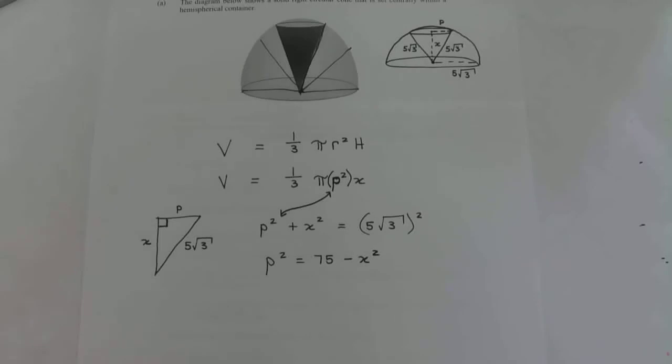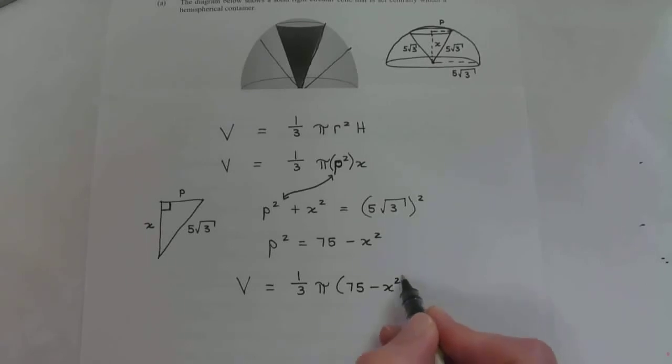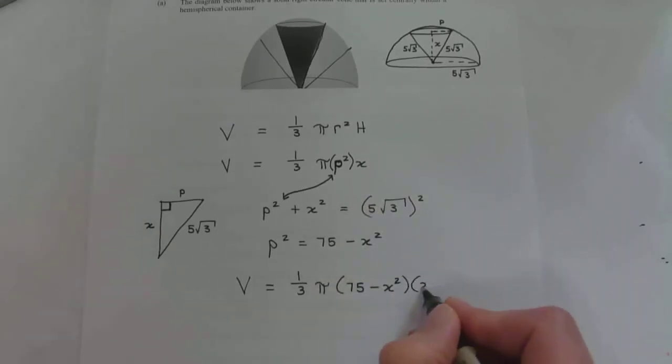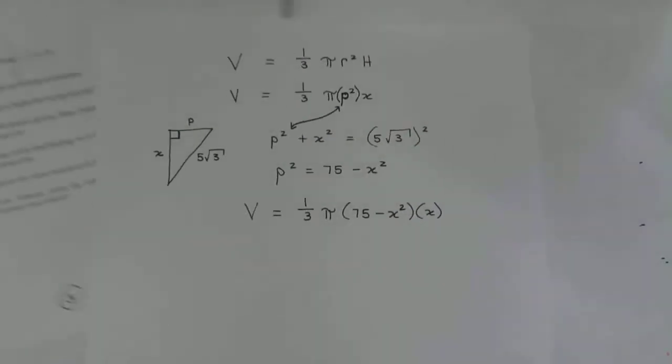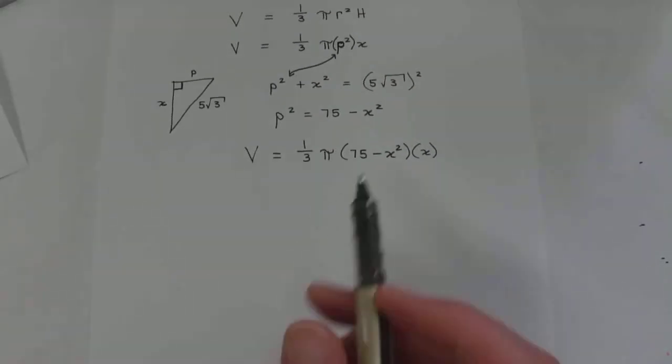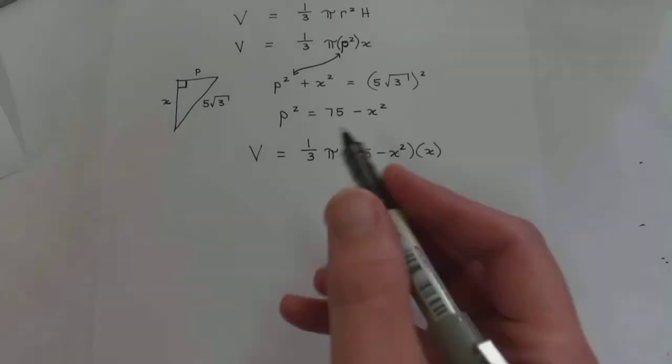And then I can go for my next step, which is to substitute the second equation into that optimization equation. So I can then substitute p squared with 75 minus x squared. So it's going to be a third pi times 75 minus x squared times x. There we go. And again, I know the next step is going to be I need to find the derivative. But people, you cannot find the derivative of a product. You will first have to simplify this.